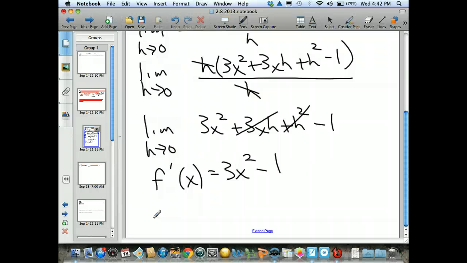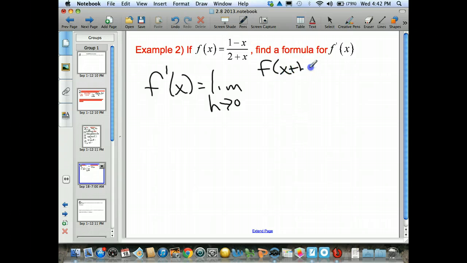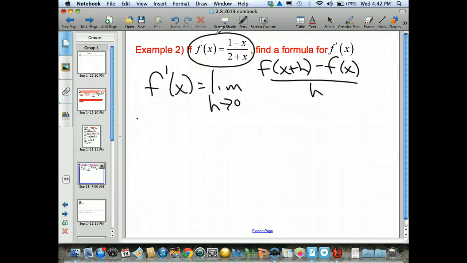What I'd like you to do now, if you haven't already started taking notes, is try this function using that same definition. Remember, f prime of x is equal to the limit as h goes to 0 of f of x plus h minus f of x all over h. Use that definition with this function and see if you can get the derivative function for this particular f of x.